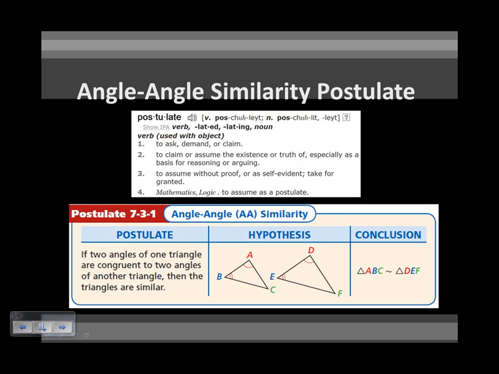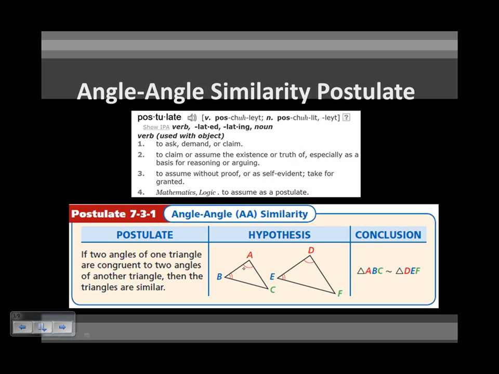Just in case you don't remember what a postulate is, I have the definition here for you. There are a couple different versions of the definition, but the one that we use for postulate is to assume. So postulate is to assume that something is true for mathematics without proof. We don't need anything to be proven, any logic used. We're just going to assume that it's true.